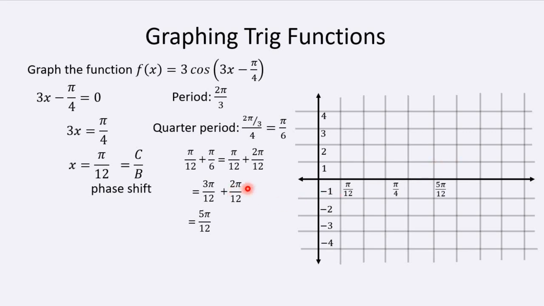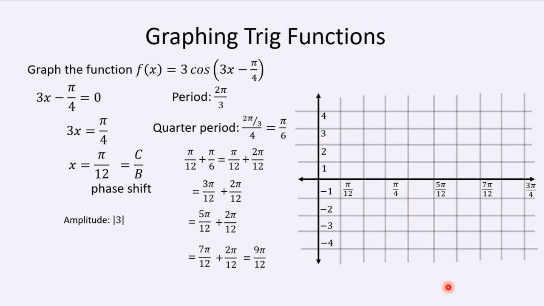I add another 2 pi over 12, which gives me 7 pi over 12. That's my next quarter mark. And then I add another 2 pi over 12 to finally make 9 pi over 12, which reduces to 3 pi over 4, my last quarter mark. All right, now that I have all the quarter marks, I just need to know the amplitude to figure out what my maximums and minimums are. So let me see, the amplitude comes from this number. It's the absolute value of that number, 3.